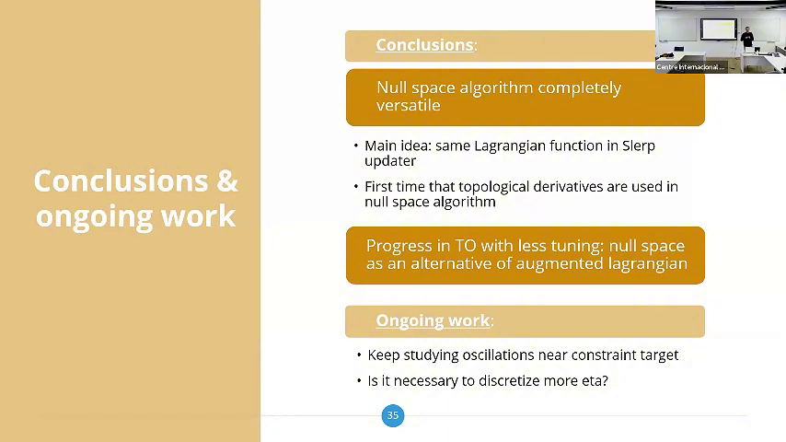And as ongoing work, we keep studying these oscillations near the constraint target. Maybe we can find a better formula for the maximum eta. Or if it's necessary to discretize eta more, not only a global eta for all the constraints, but probably to study the possibility of using different etas for different constraints.